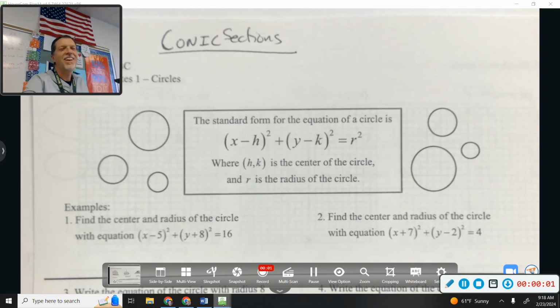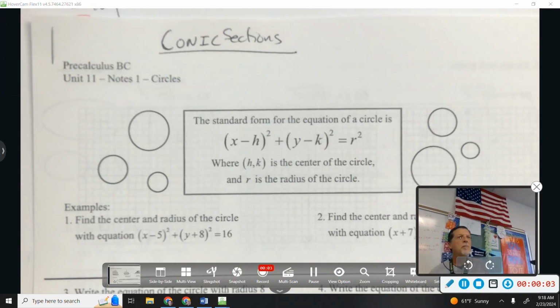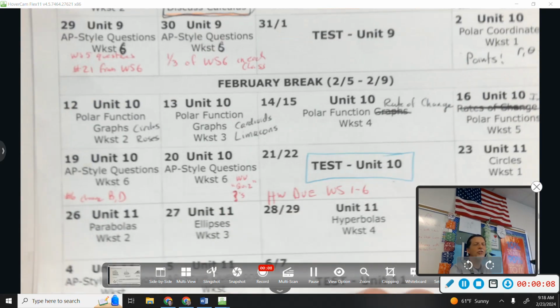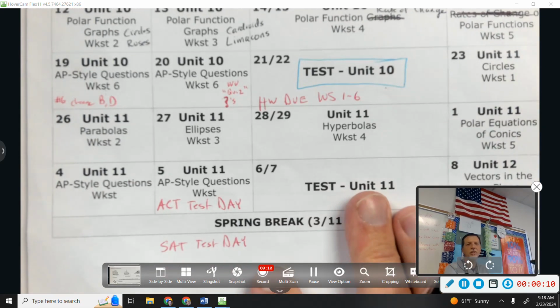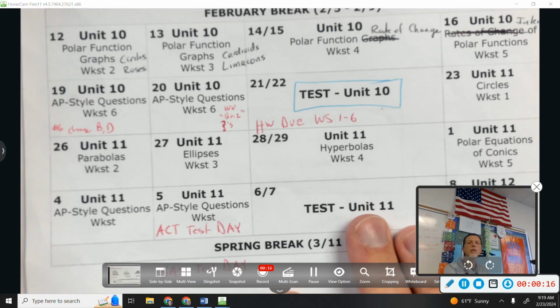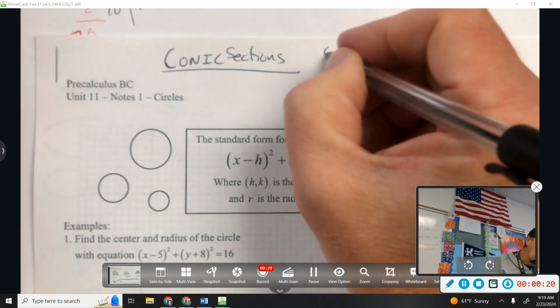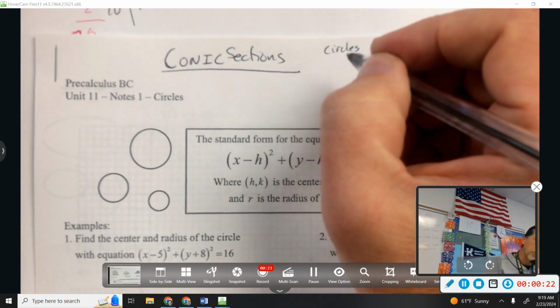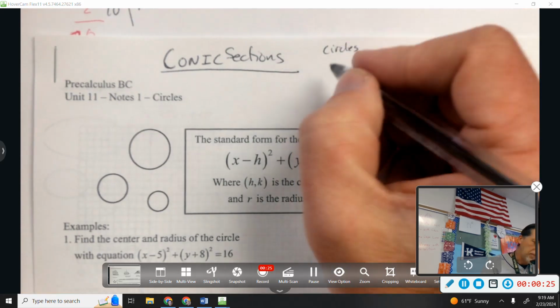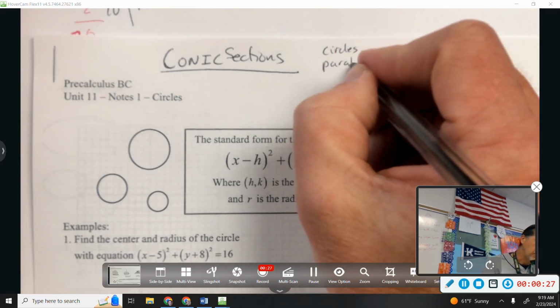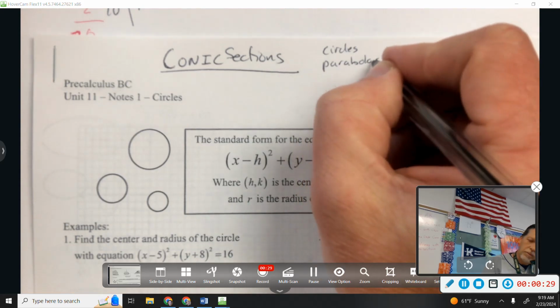Sections. That's not right. That's not quite right. Conic sections. So if you peek ahead, there's circles, parabolas, ellipses, hyperbolas, and then some polar stuff in review. But circles, parabolas, ellipses, hyperbolas, those are the traditional conic sections. I say traditional because there's some crazy ones that we won't really talk about.